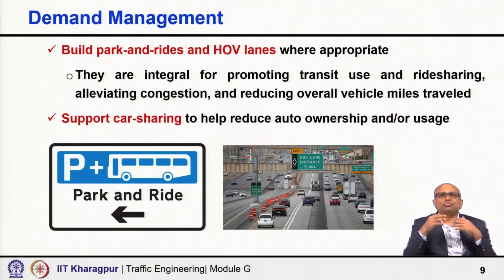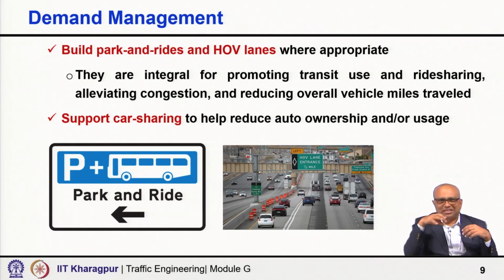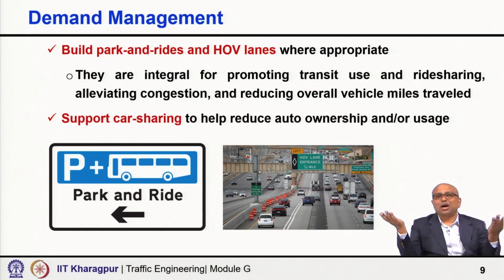Then also build park and ride and HOV lanes where appropriate. With park and ride, they can park in a facility and then use free or subsidized transit. Normally, such park and ride facilities are developed outside the CBD area, outside the city area, up to that point, because in the outer part there is not much congestion, no issue.